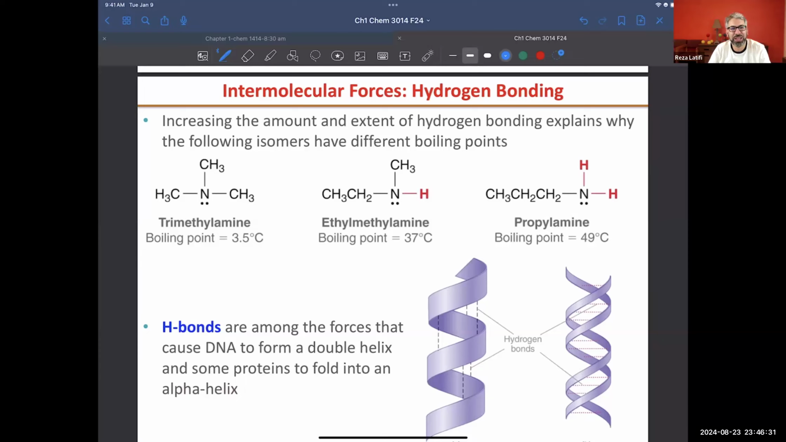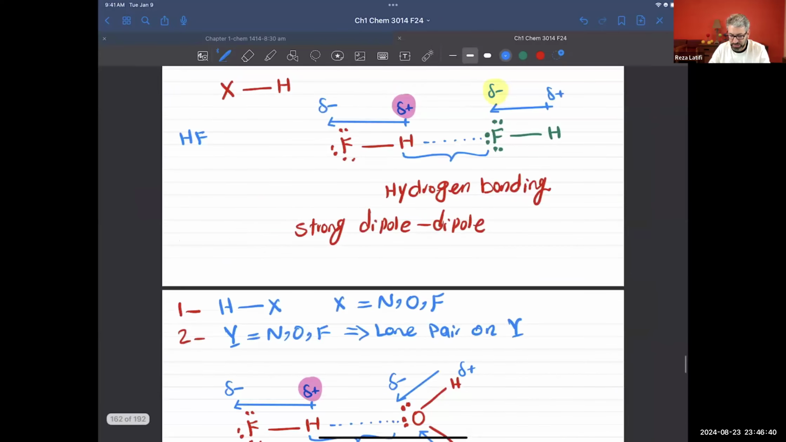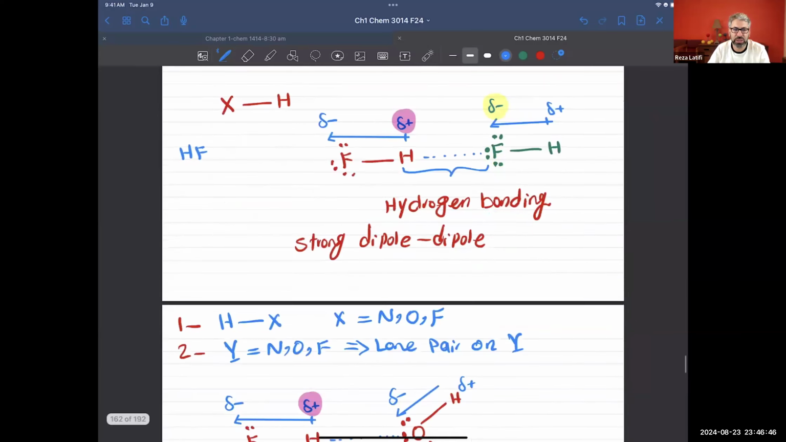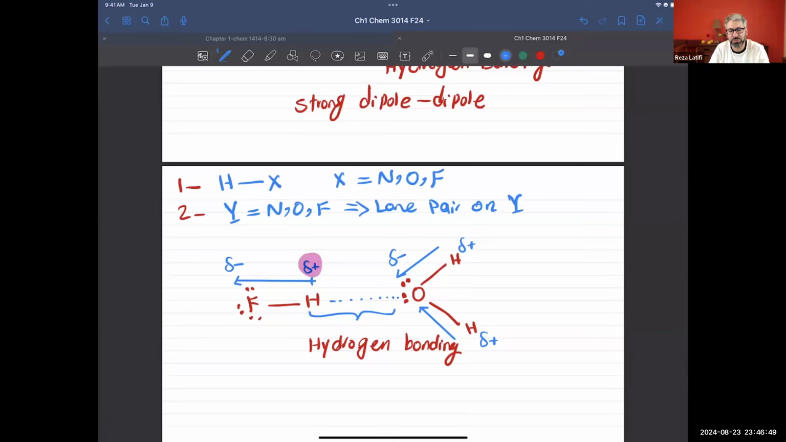Okay, so let's see what we have here. We were talking about hydrogen bonding last lecture, and we said that in order to get hydrogen bonding, we need to have two things. We need to have H attached to X, and X can be nitrogen, oxygen, or fluorine. And we need to have a Y, and Y is nitrogen, oxygen, or fluorine, and there must be a lone pair on Y. If you don't have a lone pair, there will be no hydrogen bonding, because you cannot share any electron with hydrogen. So there must be a lone pair located on one of those electronegative elements, and we share it with hydrogen.